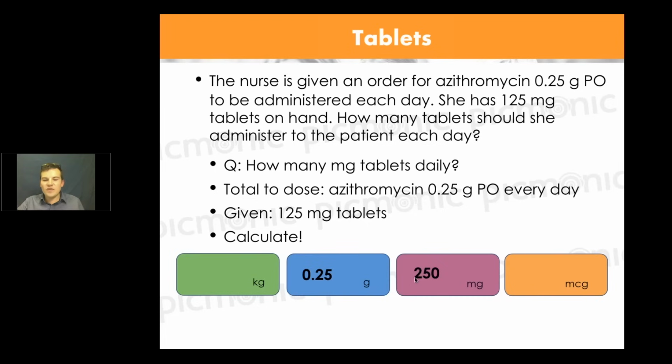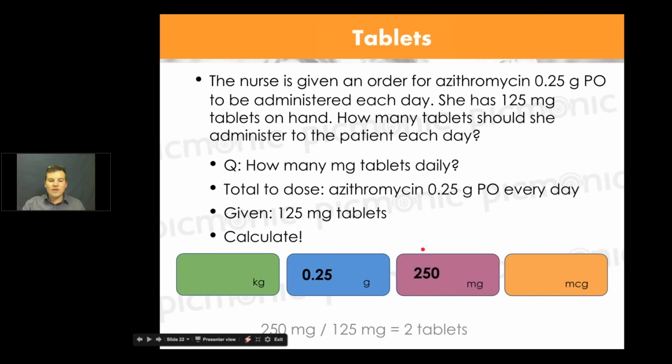So it's 250 milligrams. Now, if I were given a question that simple, it's pretty easy to see that I need to give 250 milligrams per day, but what type of tablets do I have? Well, I only have 125 milligram tablets. So how many tablets do I need to give? If I have 125 milligram tablets on hand, I divide that into 250. It's going to give me a total of two.